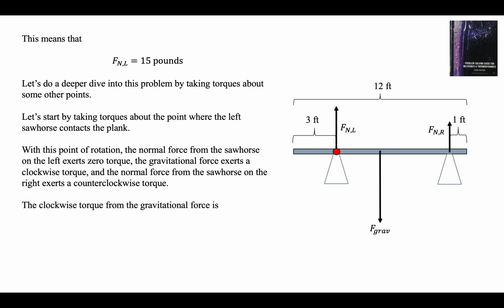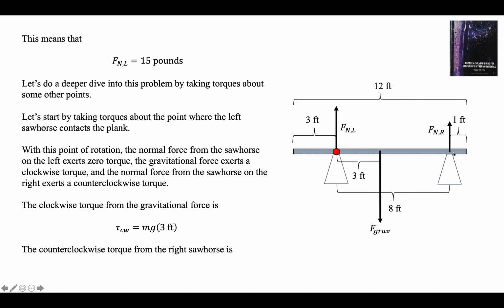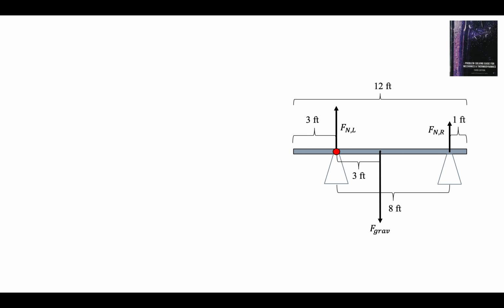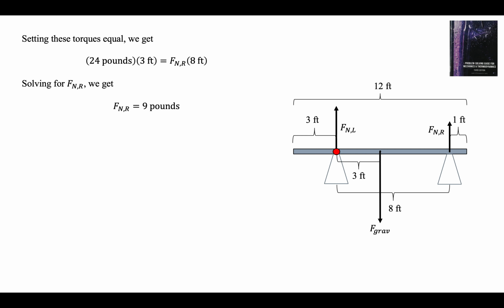To get the torques, we need the distances. The gravitational force is 3 feet away. So the gravitational torque is mg times 3 feet, which is 24 pounds times 3 feet. The counterclockwise torque from the right sawhorse, we need that distance. That looks like 8 feet. 8 feet times the normal force from the right sawhorse. Setting these equal, dividing by 8 feet, we get the normal force from the right sawhorse is 9 pounds, which we got previously.